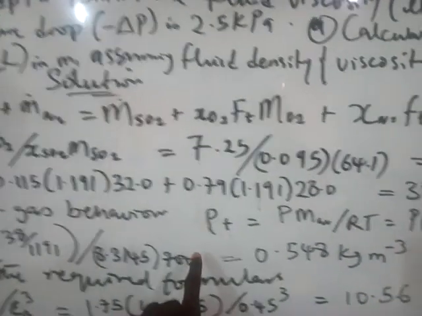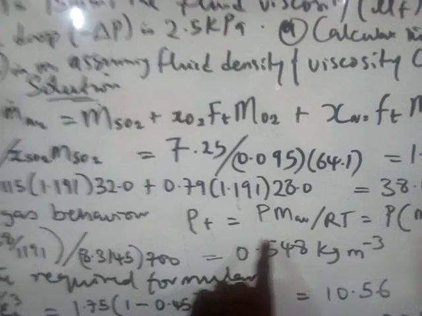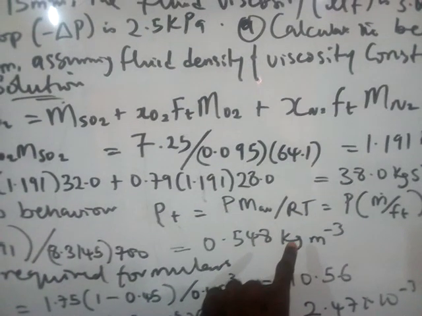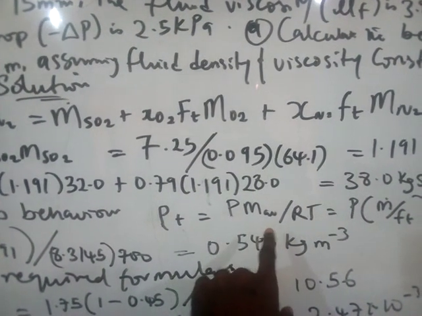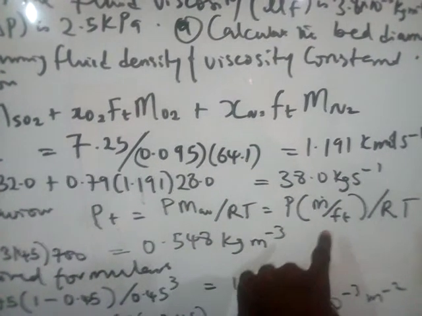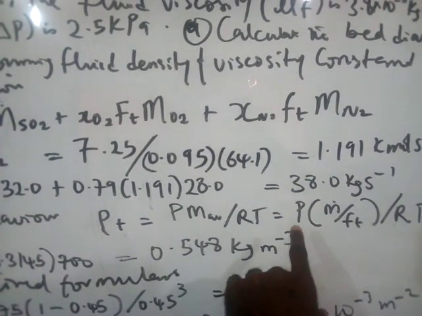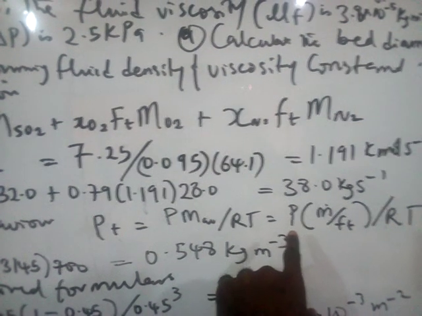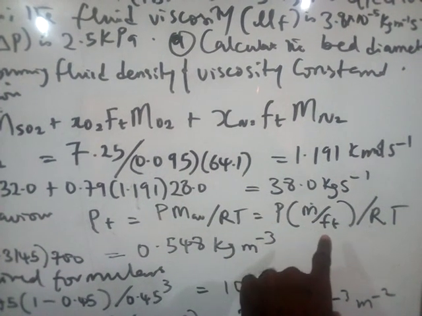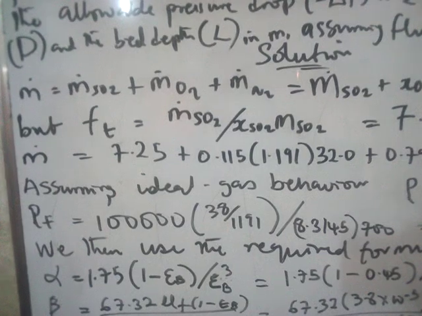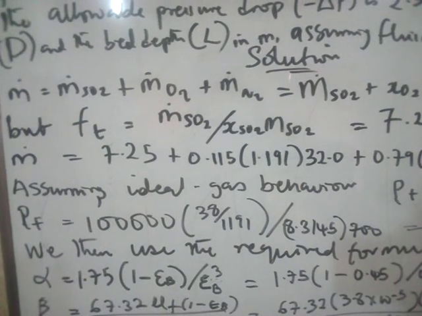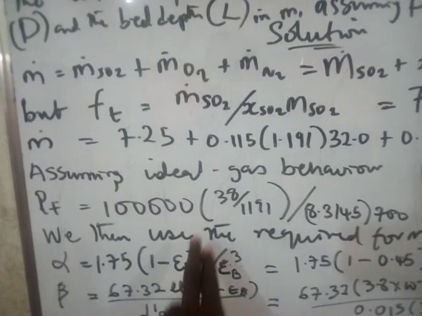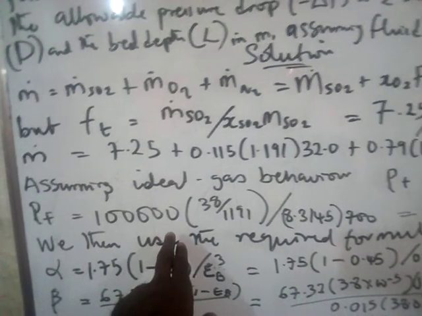And we know that density ρ_F of the feed is equal to PM over RT. But because we don't have M average, we replace it with M dot over F_T. So we now have P, which is the pressure, times M dot over F_T, which we already know, all over RT. So if you fix that in the equation, P is already given. In the question, P is 100 kilopascal. So if you convert from kilopascal to pascal, we have 100,000.